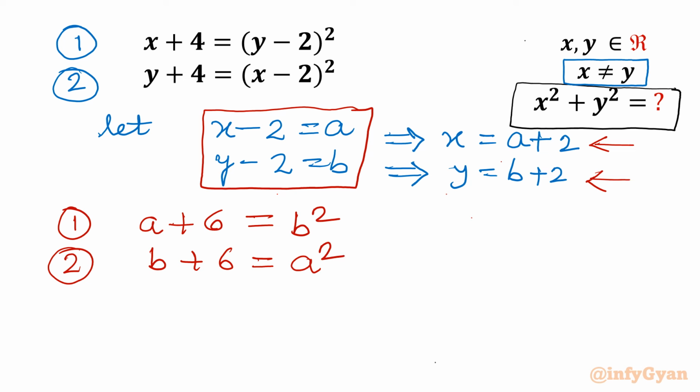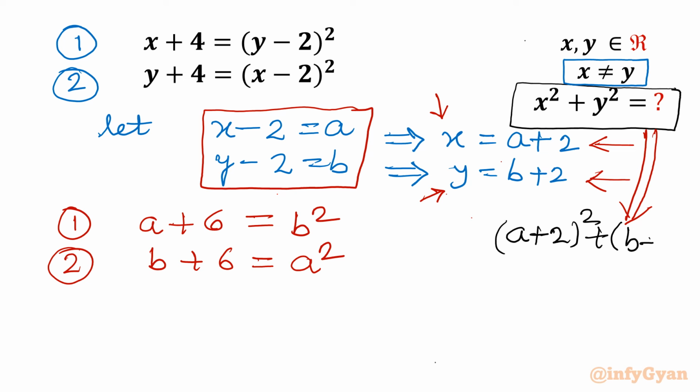And once x and y in terms of a and b are known, we are actually calculating x square plus y square. This value will be in terms of a and b; we can write that we are calculating for (a plus 2) whole square plus (b plus 2) whole square.